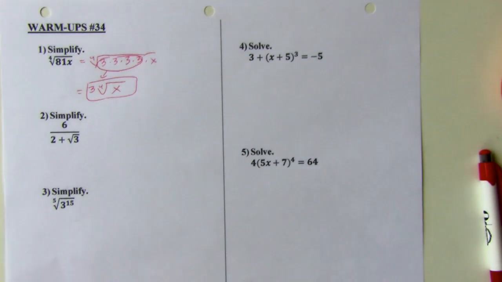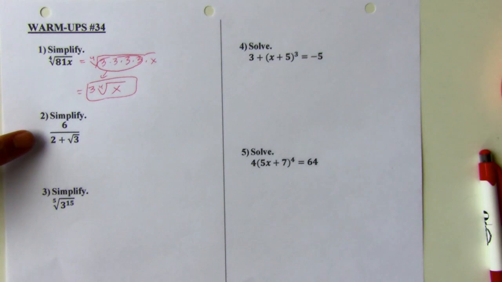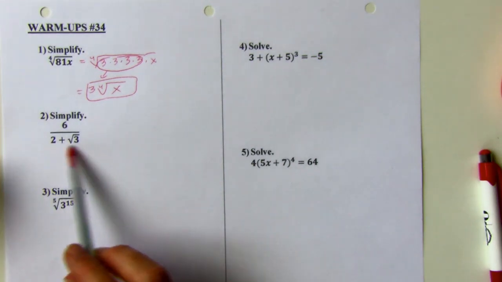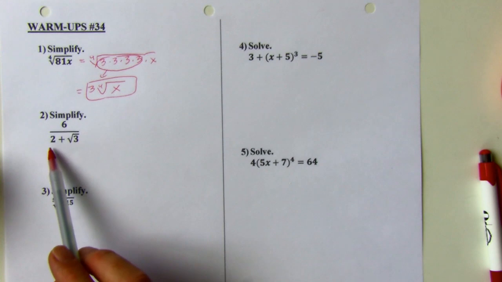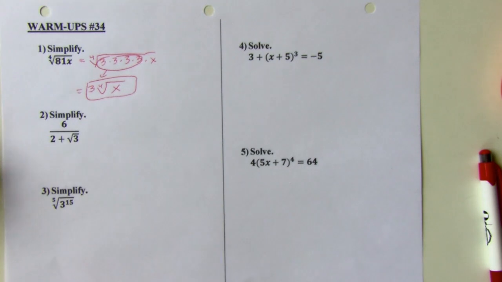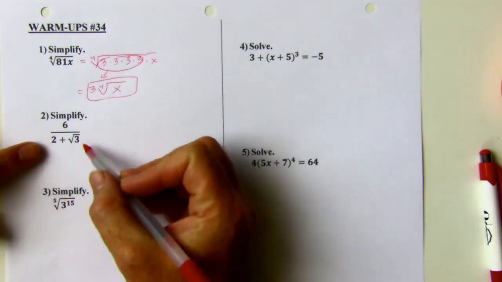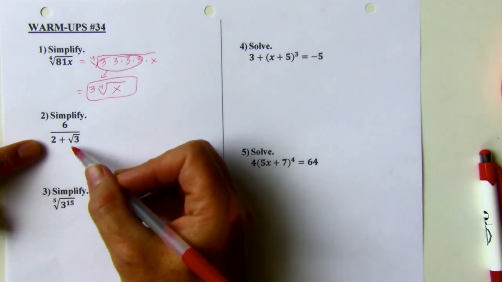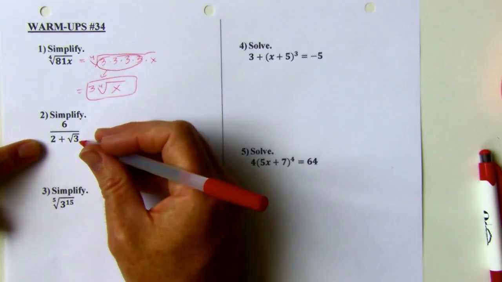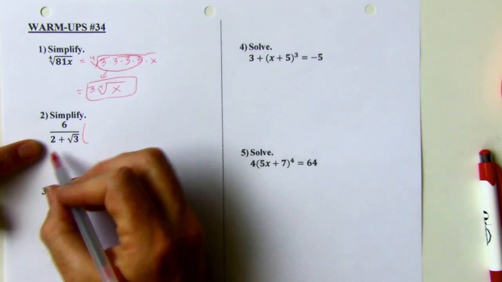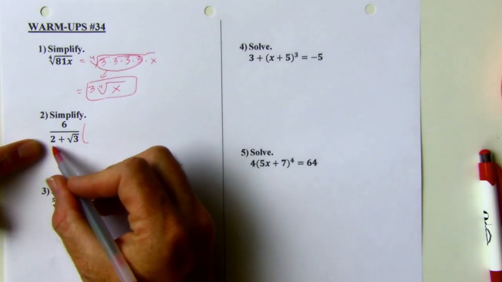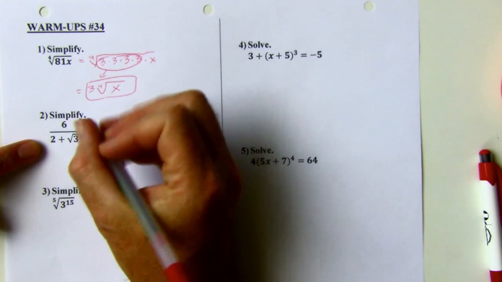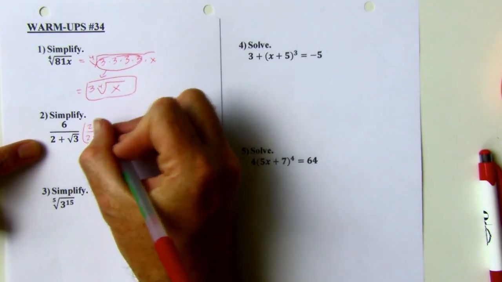Okay, so next up, I have a radical in the denominator here. You can't just multiply by root 3 over root 3 because you'd have to distribute the root 3 to both the terms here. So you'd have 2 root 3 plus 3, and then you'd still have a radical in the denominator. So in a situation like this, when I've got a complex number in the denominator, I want to multiply by the conjugate of the denominator. So the conjugate of 2 plus root 3 would be 2 minus root 3. And since I'm doing that to the denominator, I want to do that to the numerator as well.